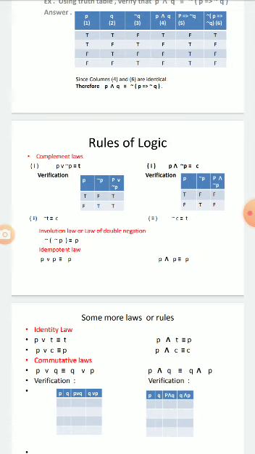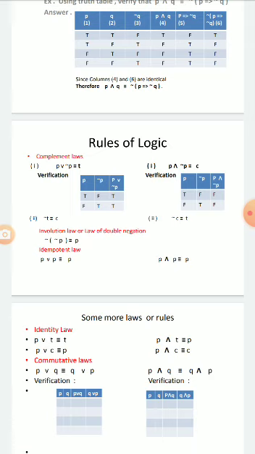Just as a universal set X and the empty set are complementary sets of each other, tautology and contradiction are negations of each other. So negation of tautology is equivalent to contradiction, and negation of contradiction is equivalent to tautology. This is called the complement laws. Then we have the law of double negation: negation of negation of P is equivalent to the original statement P.